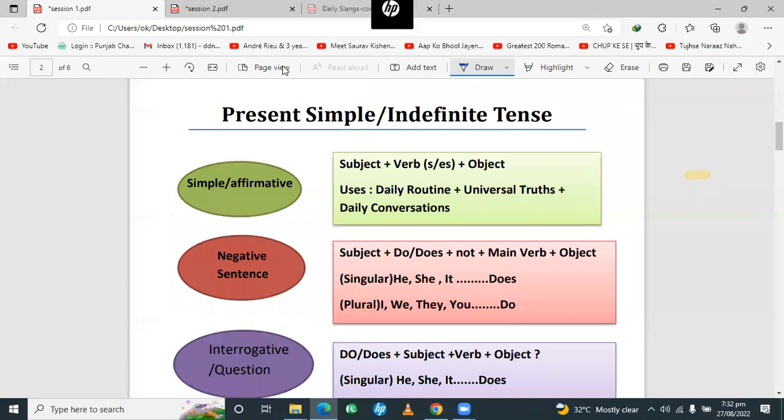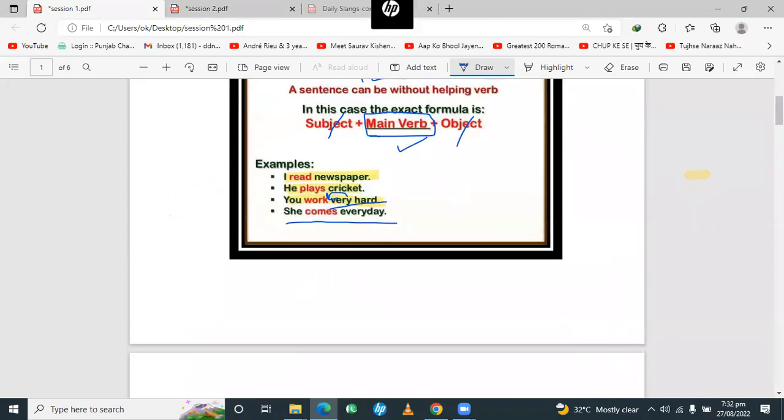Why do we not use them for subject? No, they are used for subject. Definitely they can be used for subject. These are subjects: I, we, they, you, he, she, it. You work very hard. You is a subject. Work is a main verb and this is an adverb.